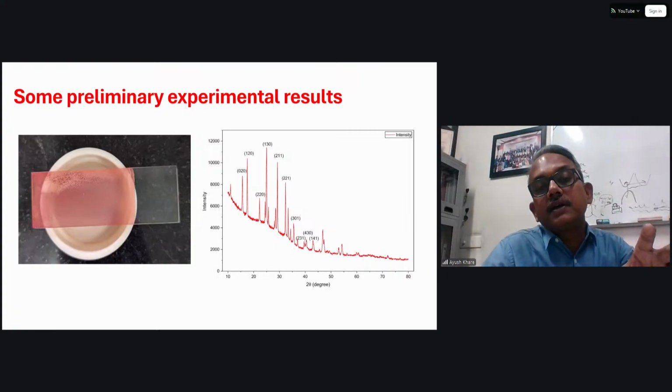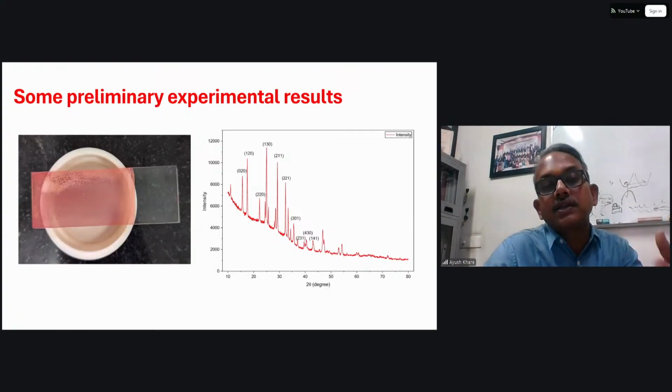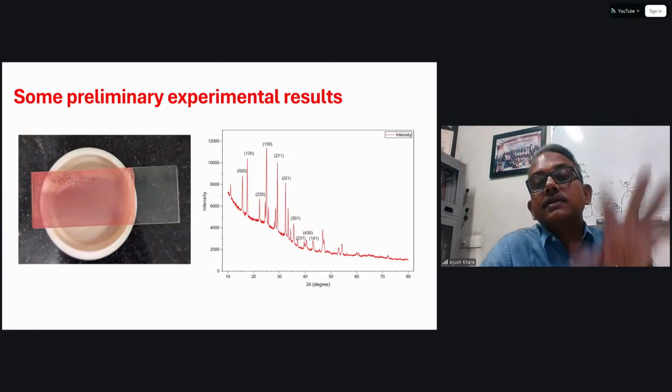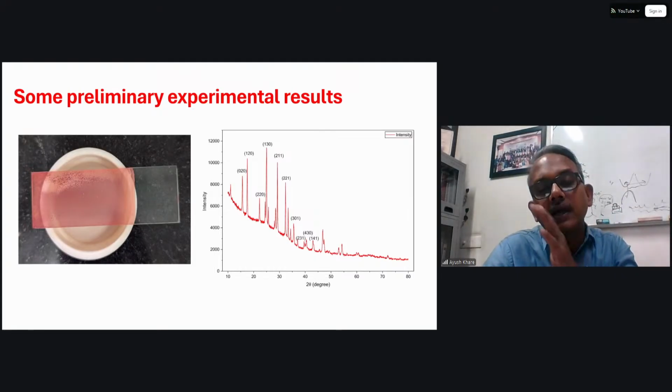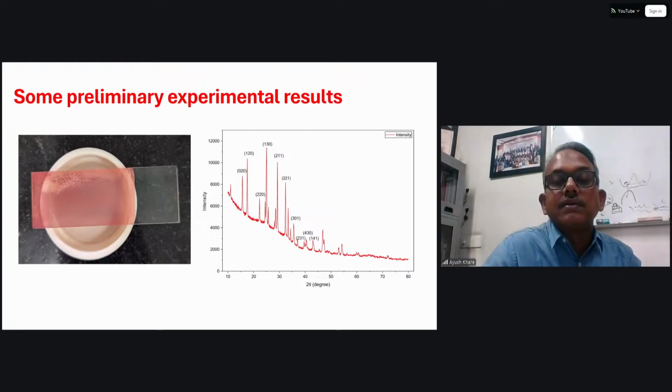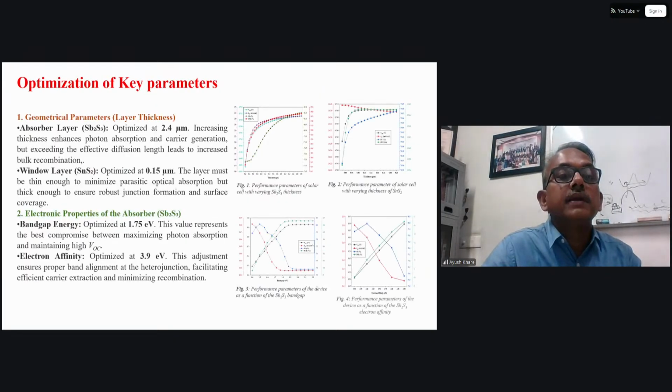If you search for Sb2S3, you will find that it is orange in color. So this is how it is deposited and how it looks. Recently we have taken the XRD pattern also, which closely matches the standard or established XRD patterns of these Sb2S3 films. We have recently optimized these key parameters, which are going to be published in a journal shortly.